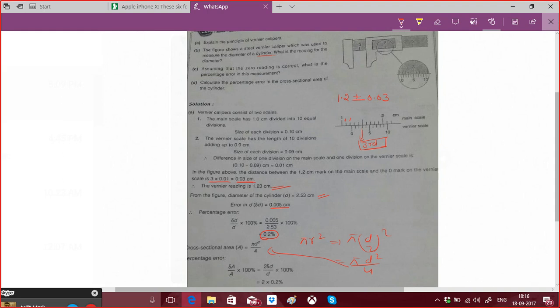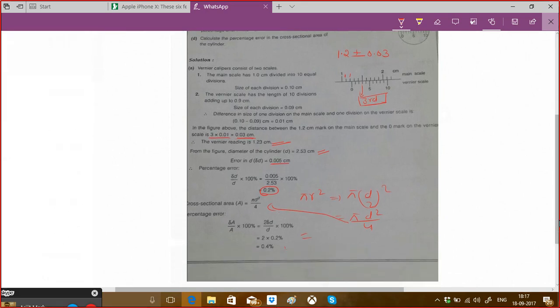Yes, that's right. Plug in the values, del A by A into 100 equals 2 del D by D into 100, since it is D square. So 2 into 0.2 will be 0.4%. That's your answer. That's it. Why is it 2 times del D? Oh, its power is 2, Arjit. Yes, you bring the power. Yeah, and the power will come before. Oh, okay. So 2 del D upon D times 100%. Yes, that's right.